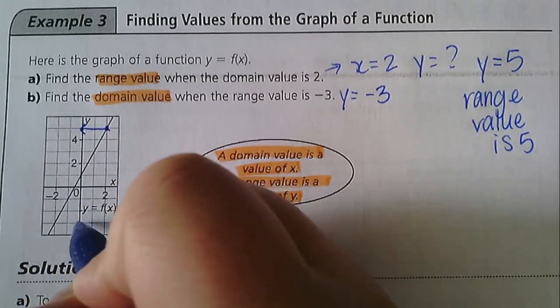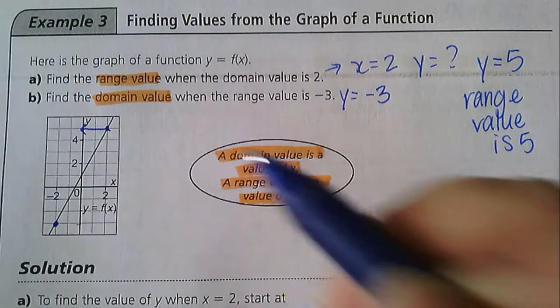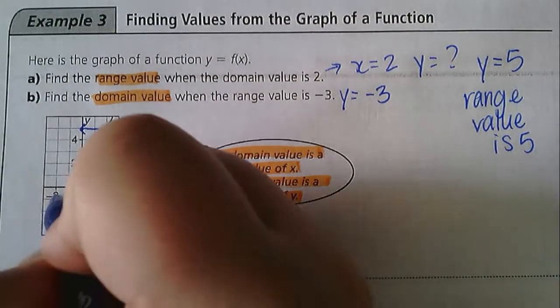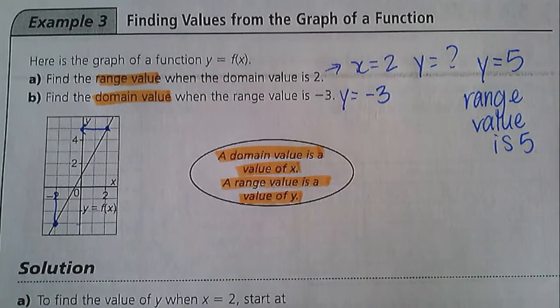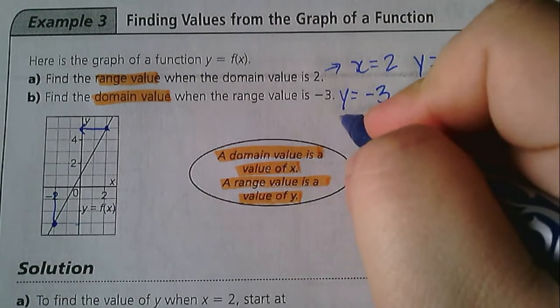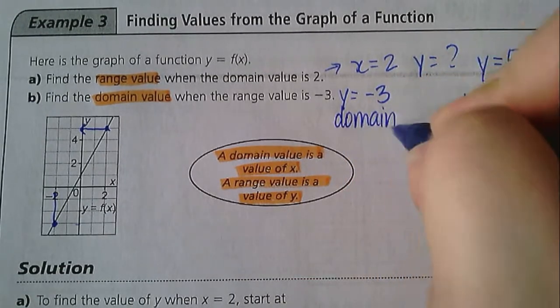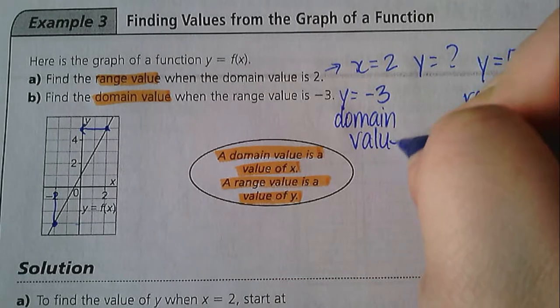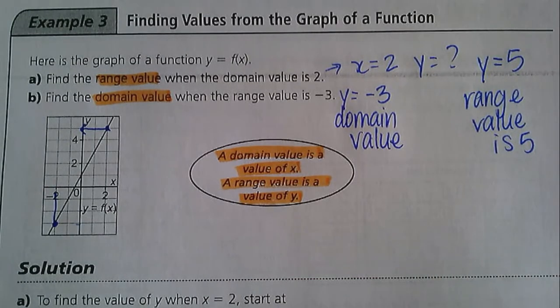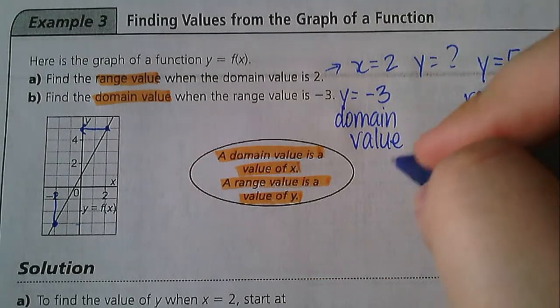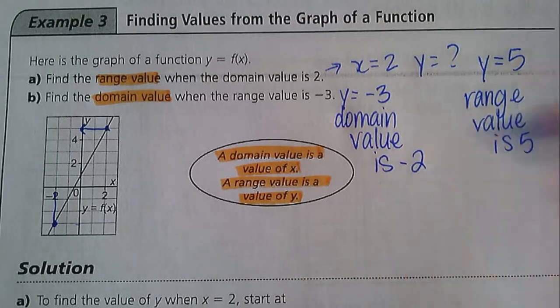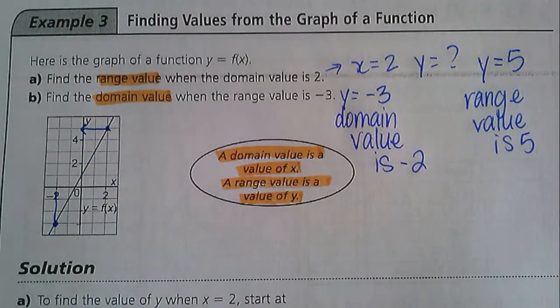-1, 2, 3. There's our point right there. So you can see if you look up that our x value, okay, so in this case, our domain value or our x value is -2. Okay, so our x value is -2.